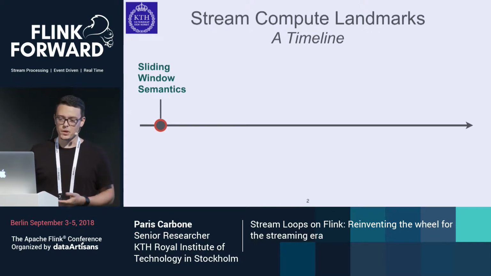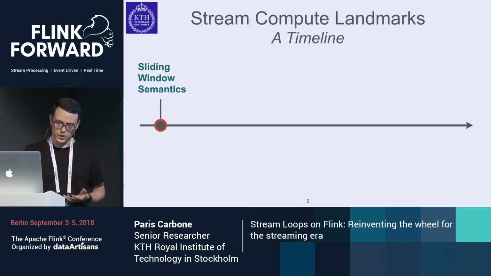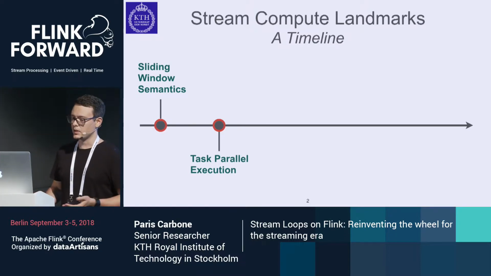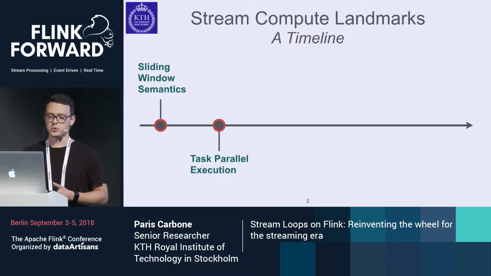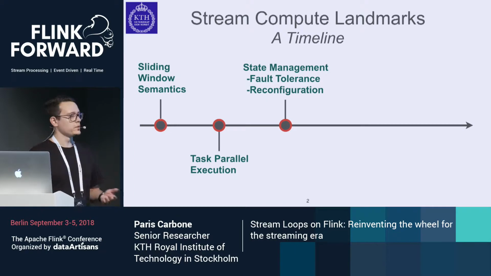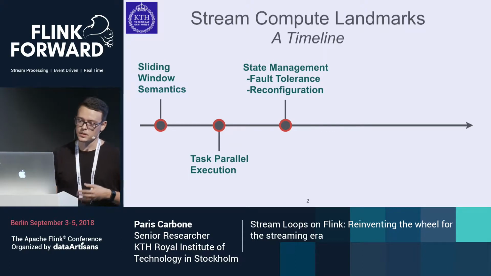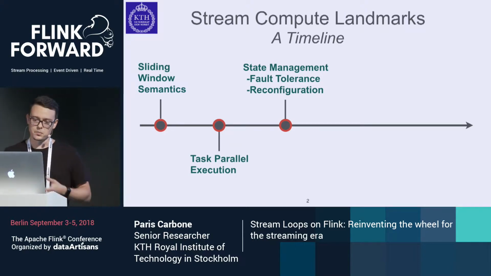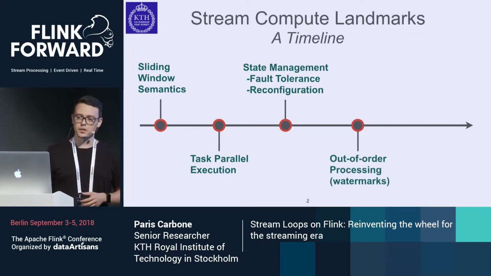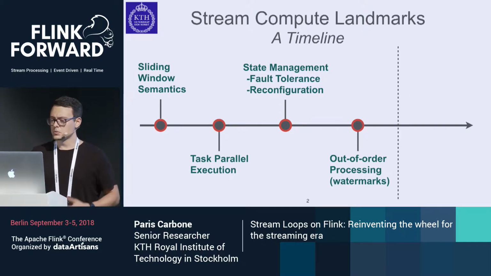At the very beginning, we had sliding window semantics, which is a very stream-native operation on stream computation. Then, of course, came the idea of task parallel execution, which is what most modern stream processors are doing nowadays. And then I have two of my favorite features on Flink: state management, the idea that you have explicit state and the system manages things like fault tolerance or reconfiguration, as well as out-of-order processing, the idea of doing computation incrementally and triggering it using watermarks. And that's where we are today, I think.